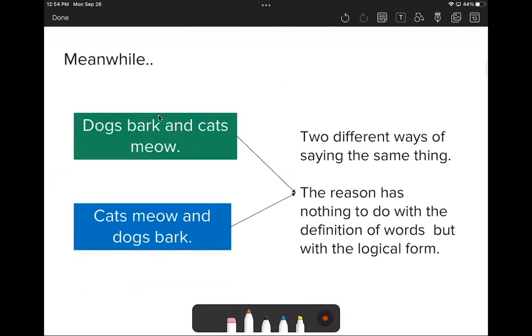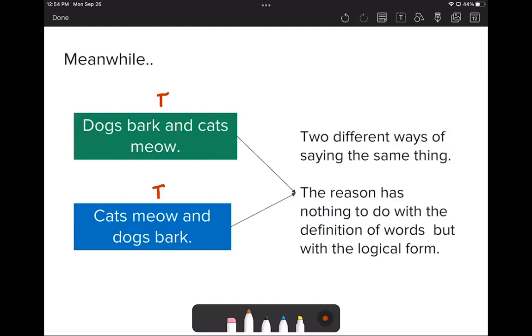Meanwhile, consider these two statements: dogs bark and cats meow, and another statement, cats meow and dogs bark. So this first statement is true, because dogs bark indeed, and cats also meow. On the other hand, the other statement is just an interchanged version of the first statement. So we just interchange statement 1 and statement 2. Okay, so this is cats meow and dogs bark, which is also true. So basically, these two statements are the same.